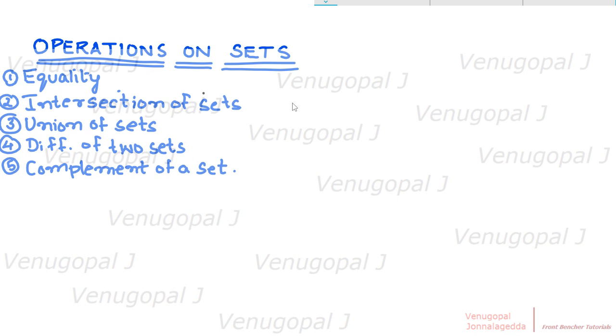Now let's talk about the second topic, which is intersection of sets. Okay, what do you mean by intersection? Intersection is basically, if this is line A, consider this as a set A, and there is another line, set B. So the intersection of these two lines is this point.